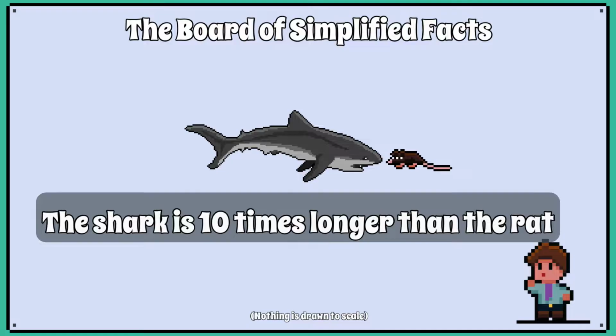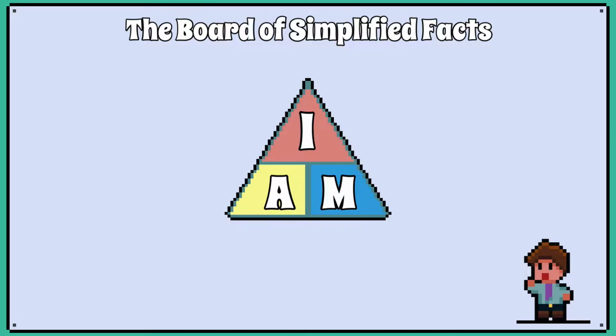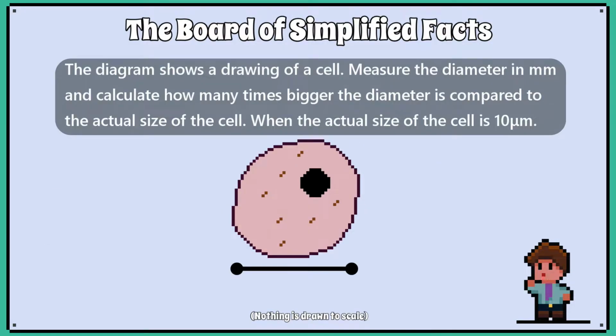So the shark is only 10 times longer than the rat. Now don't worry if you are not sure when to divide or multiply. I have a trick for that. Now back to our original question.